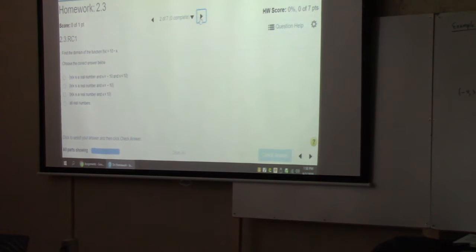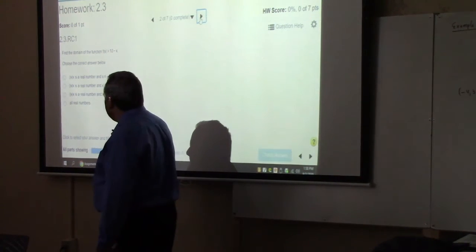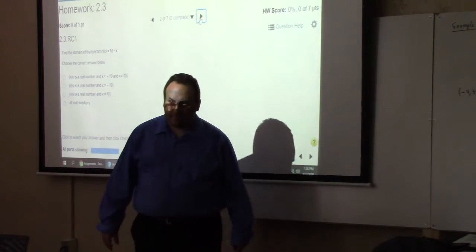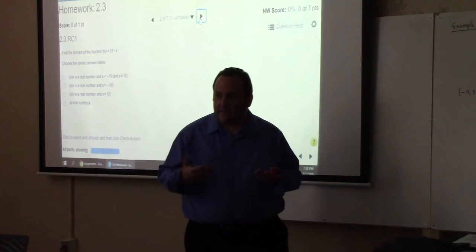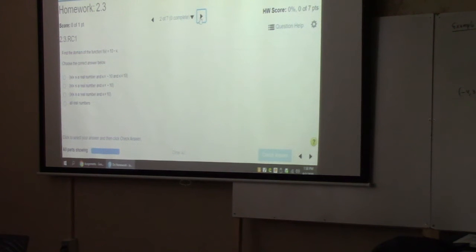How about this one? Find the domain of f of x equals the square root of 10 minus x. So my question to you is, as you think about 10 minus x, is there anything that can get us into trouble there? What's the domain? Is there division by 0 possible? Can we take the square root of a negative number? No, so, well, if I say anything more, I'll solve the problem. Okay?